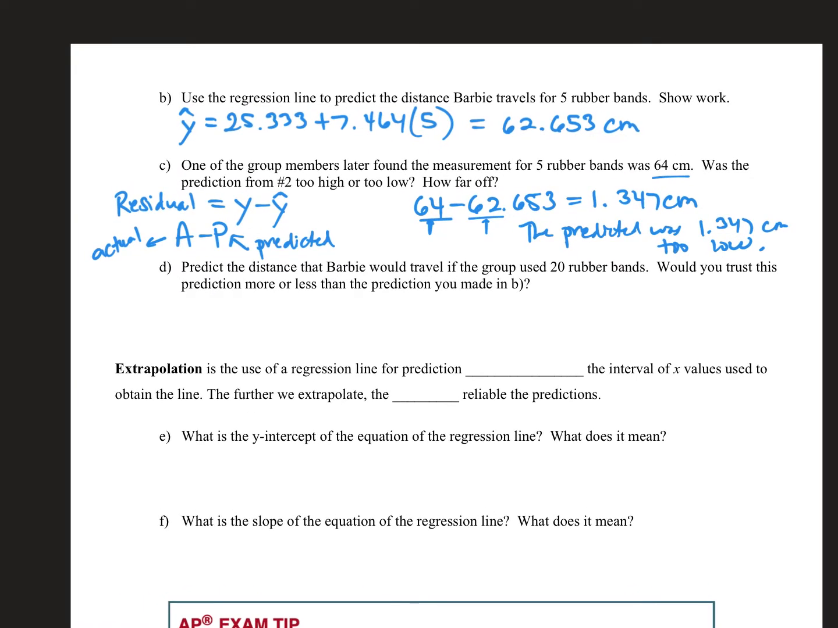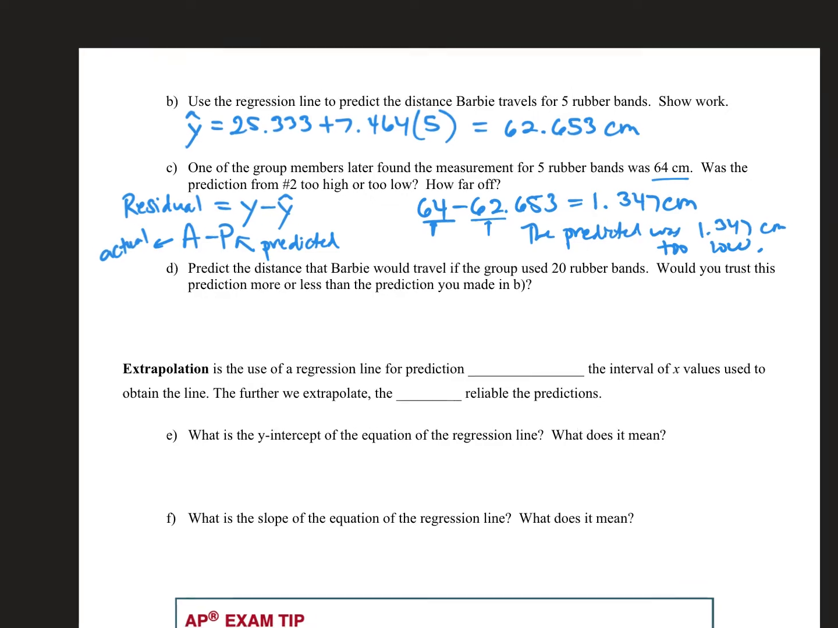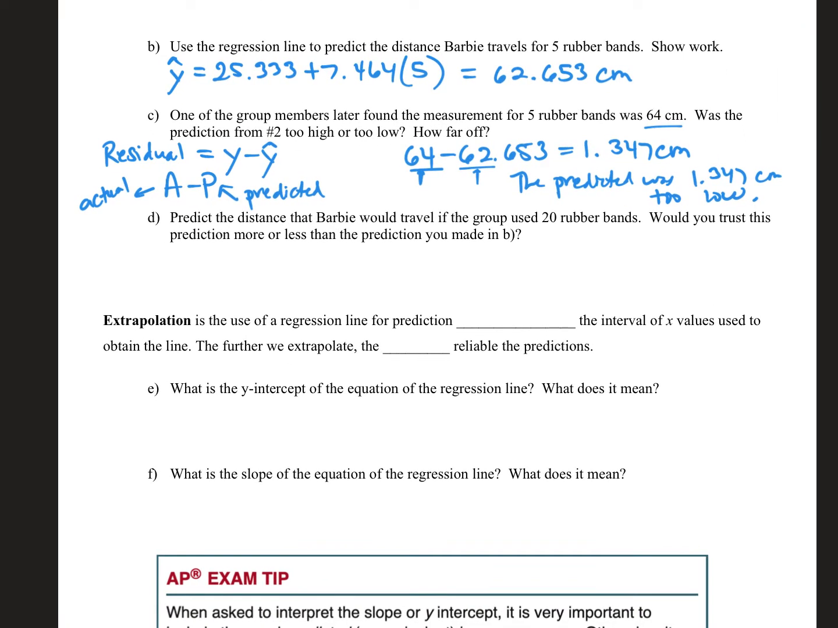62 is definitely less than 64. And so the predicted was a little bit too low than the actual. Now, predict the distance that Barbie would travel if the group used 20 rubber bands. Okay, so we'll plug in 20: 25.333 plus 7.464 times 20. And when you do that on your calculator, you should get 174.613 centimeters.